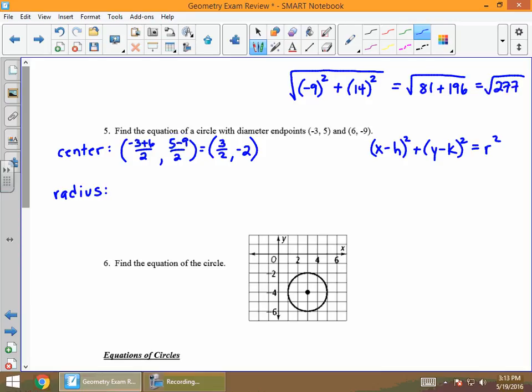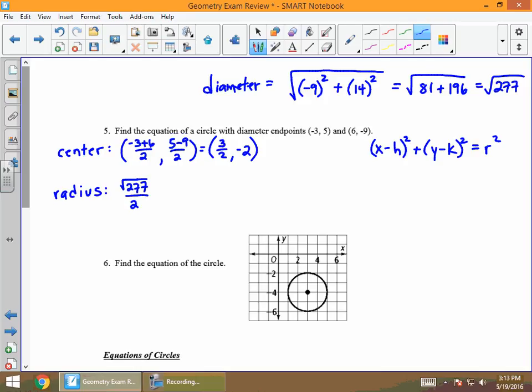Okay, so the whole distance from endpoint to endpoint, this is the diameter. So if I need the radius of this thing, it is going to be half of that. So half is going to be radical 277 over 2. All right. Oh, that's pretty ugly.